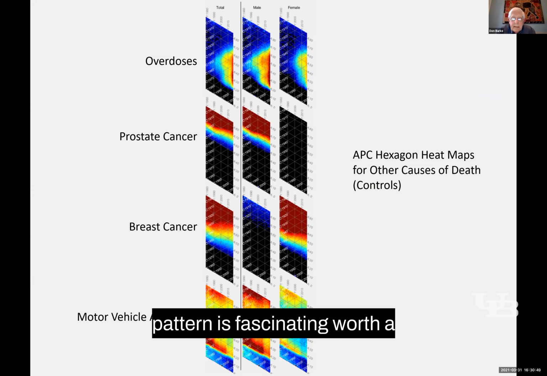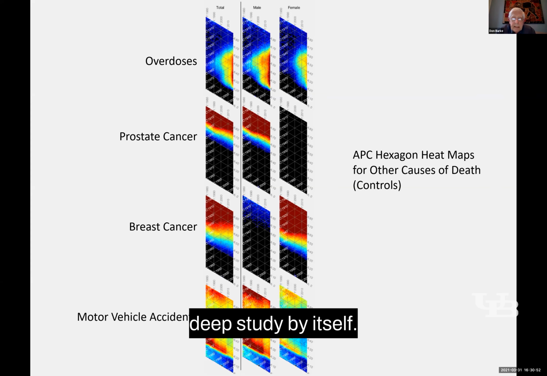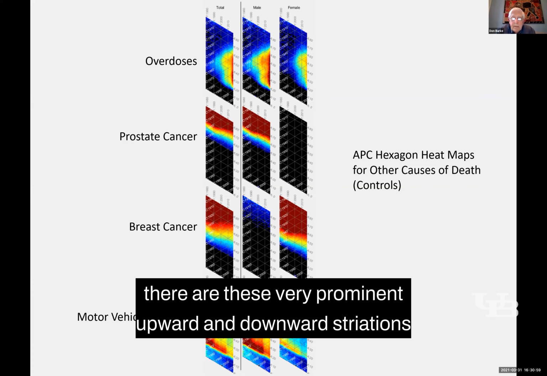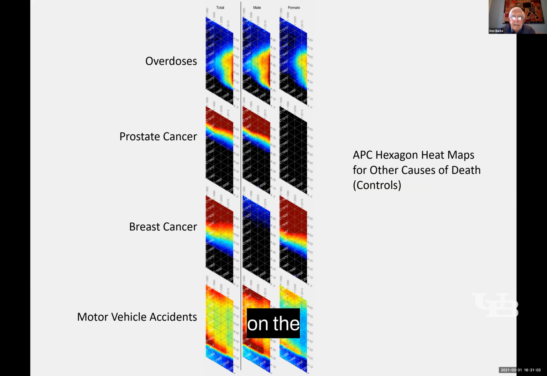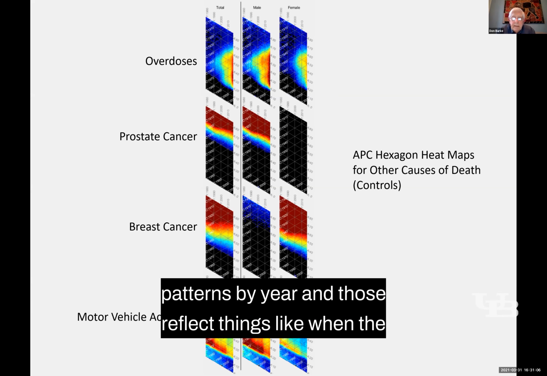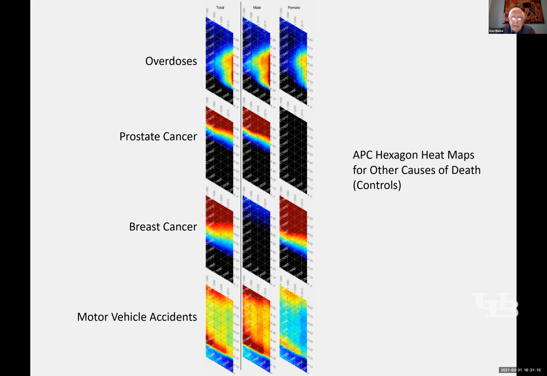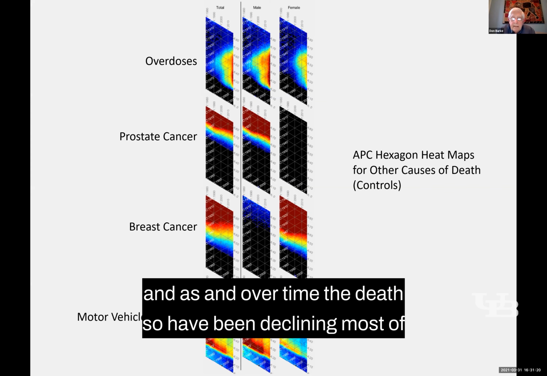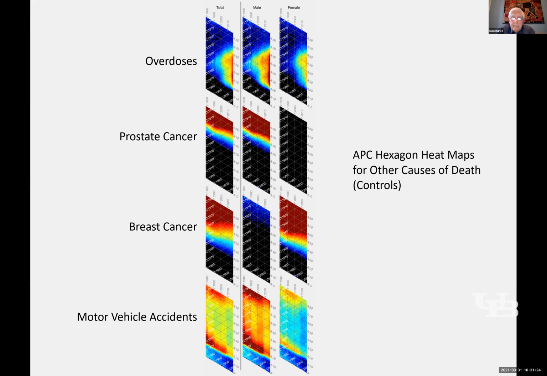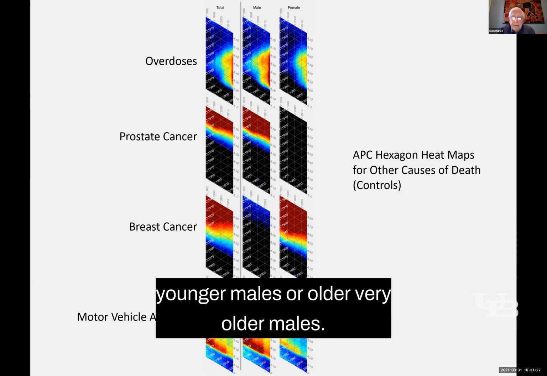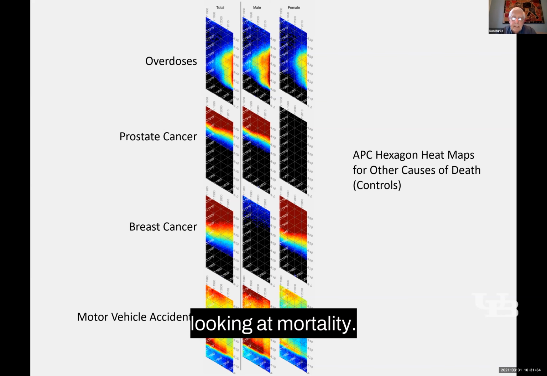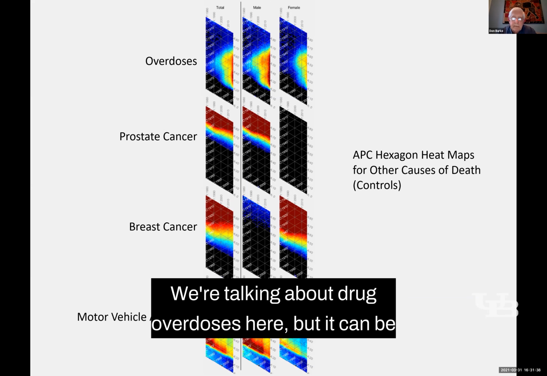The motor vehicles pattern is fascinating, worth a deep study by itself. You can see that the males have much more than females, and there are these very prominent upward and downward striations on the patterns by year, and those reflect things like when there was a gas shortage. The 1973 gas shortage shows up, and over time the deaths have been declining. Most of the deaths are either younger males or very older males. So again, I think these are very nice snapshots of looking at mortality. We're talking about drug overdoses here, but it can be used for anything.